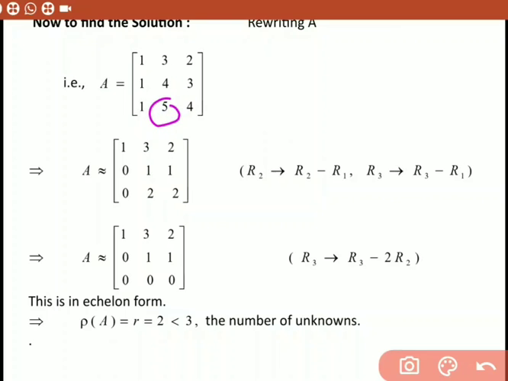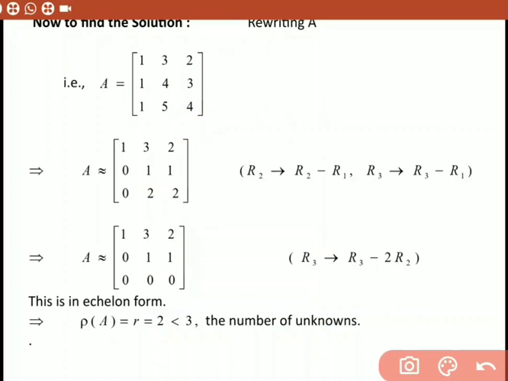5 minus 3 is equal to 2. You will get this element. Similarly, the third element, 4 minus 2, is equal to 2. So these are the row operations we have done here.